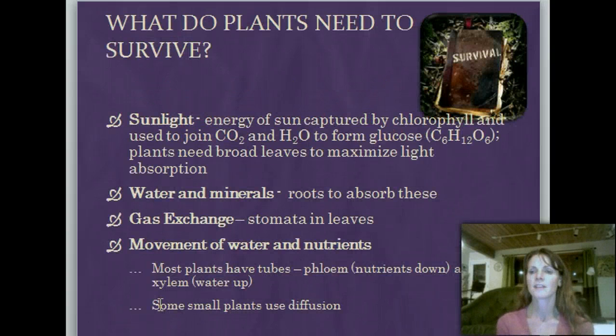All right, now let's talk a little bit about survival. Survival of the fittest. No, really, what do plants need to survive? Well, you guys know most of this stuff, especially if you have plants in your house.